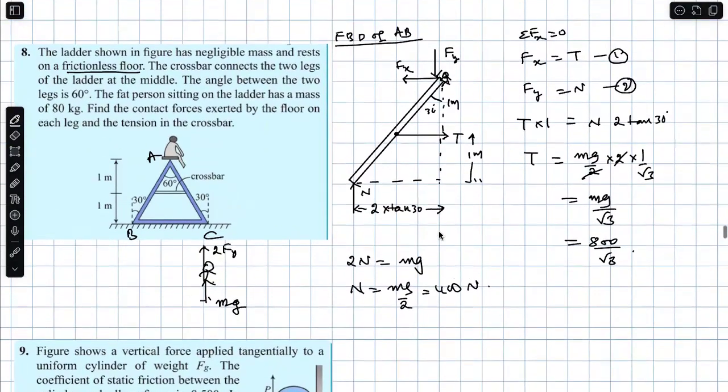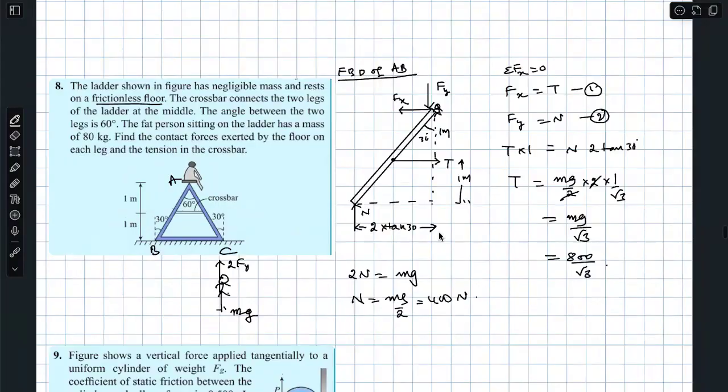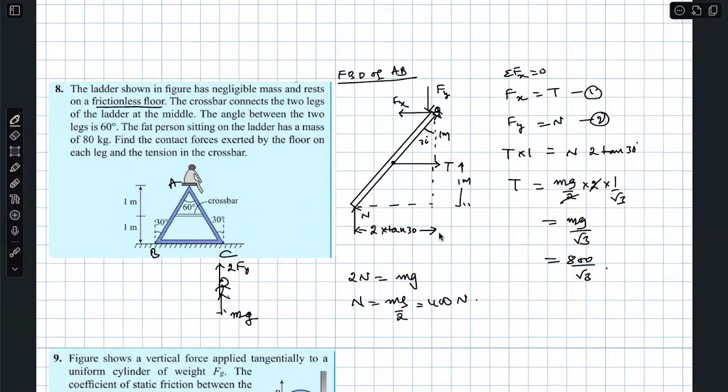So H.C. Verma also you have this question. Very standard question. Our people might ask such questions. If you have any doubt on this, please ask. Sure? Right. Next.